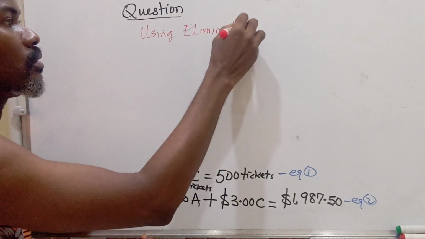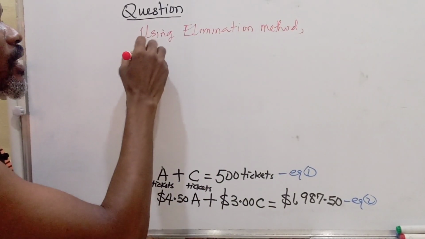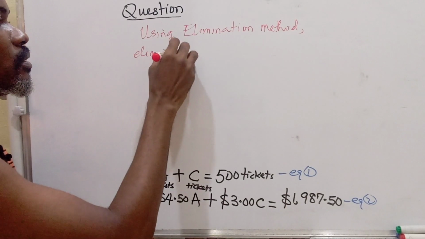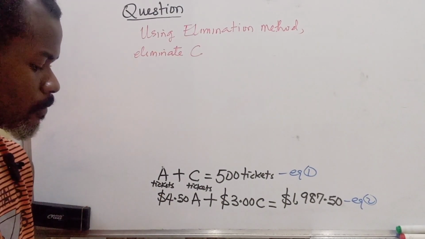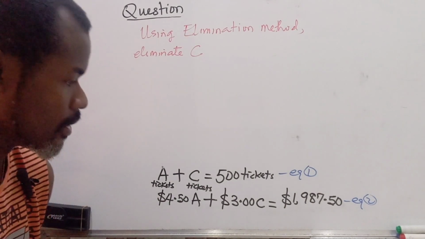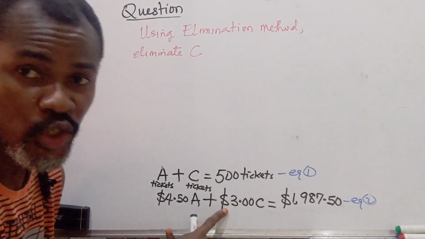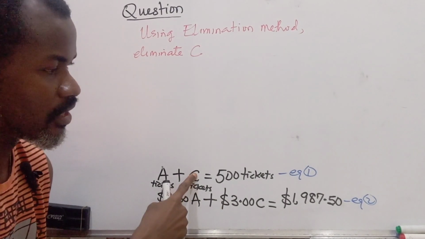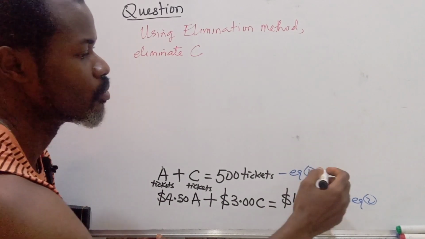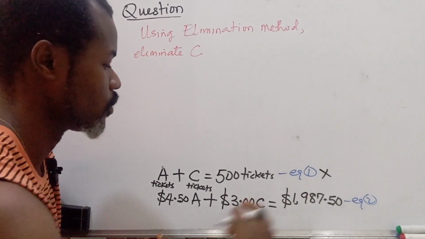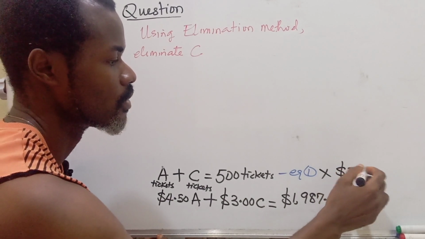So using the elimination method, we are going to eliminate C. C is for children. But for us to eliminate C, I want to make the coefficient of C in equation 2 and in equation 1 equal. So how do I do that? I'm going to multiply this by $3.